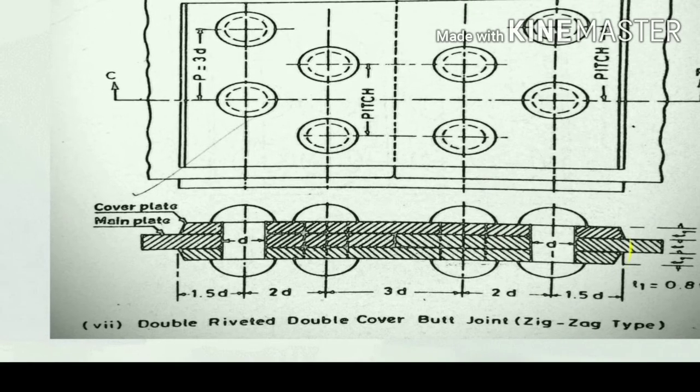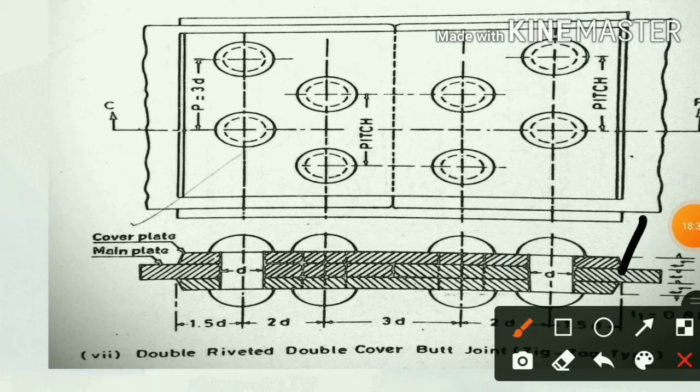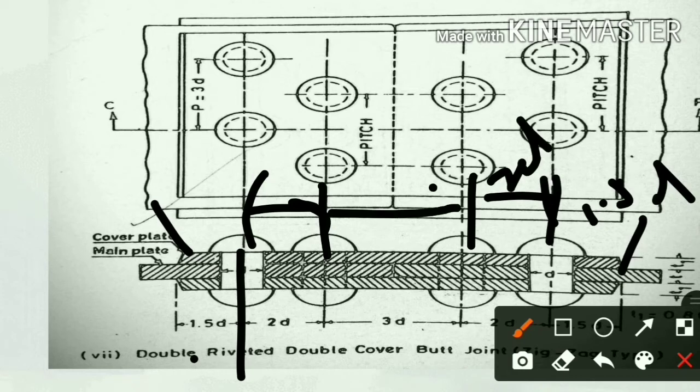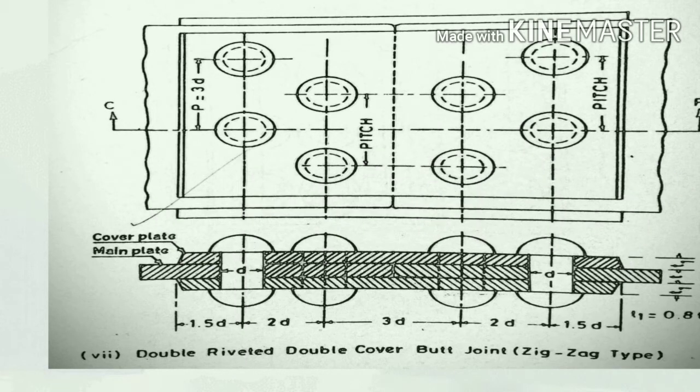Here from one edge to center 1.5d. Similar another side 1.5d. From this to distance to 2d. Similar here 2d. Similar distance this 3d. Remember these dimension when you draw the riveting in the drawing.